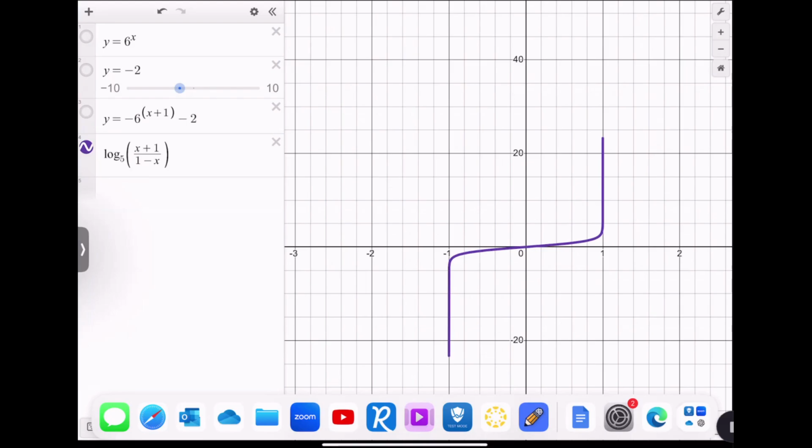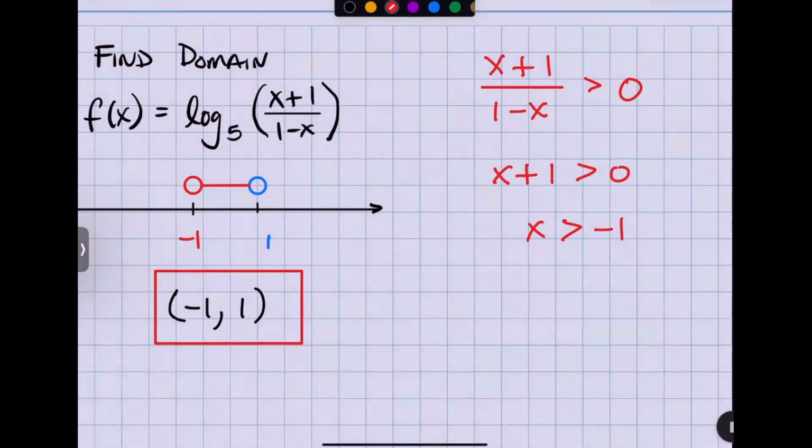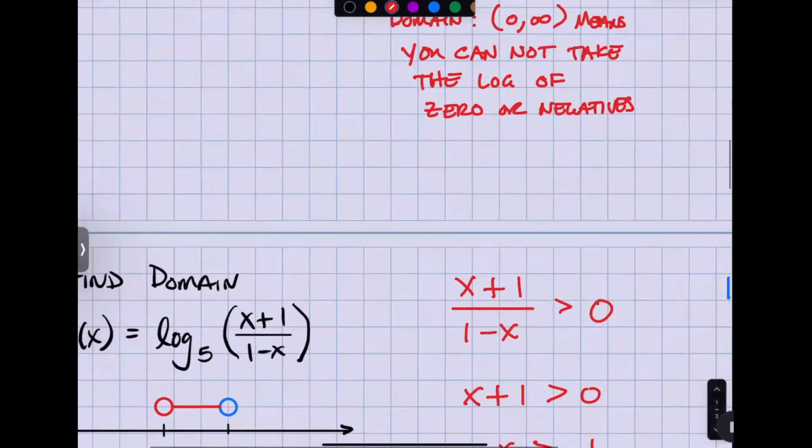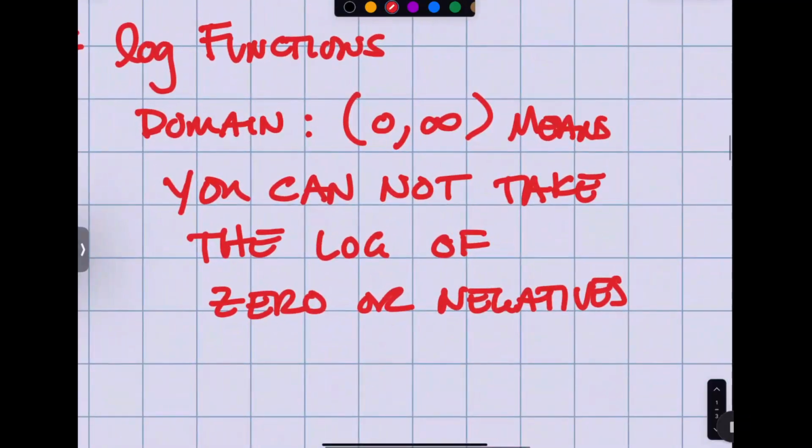We can have negative x values. And that's what I'm trying to say. This is saying to you that I can't take the log of 0 or the log of a negative number. It doesn't mean that my x can't be negative.